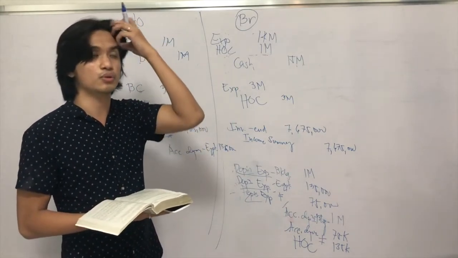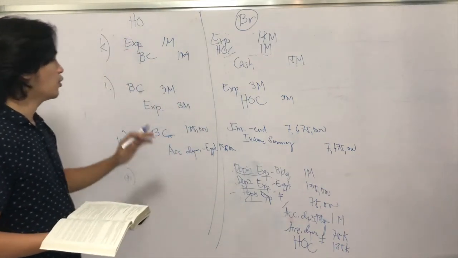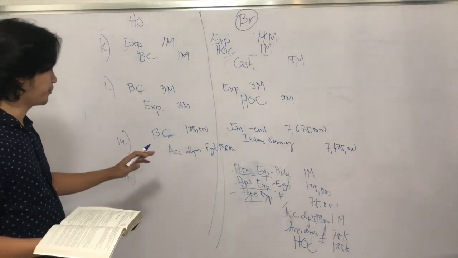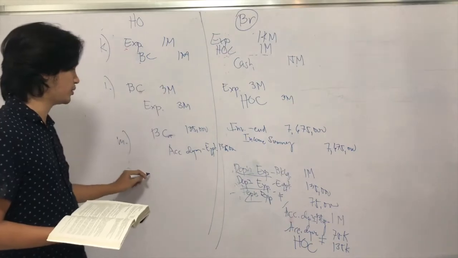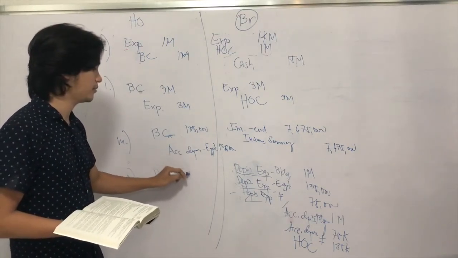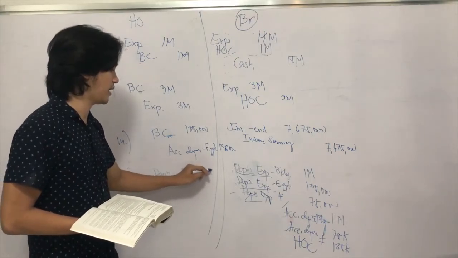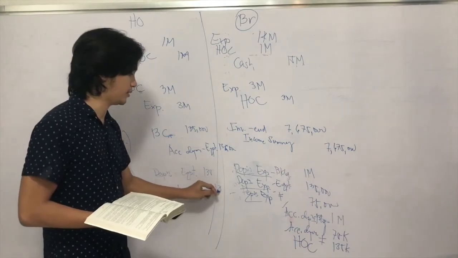Now, there are some books, for example, Guerrero, what he does is this. Since he has the asset, like the equipment, he records depreciation for equipment, 135, and records accumulated depreciation, 135.